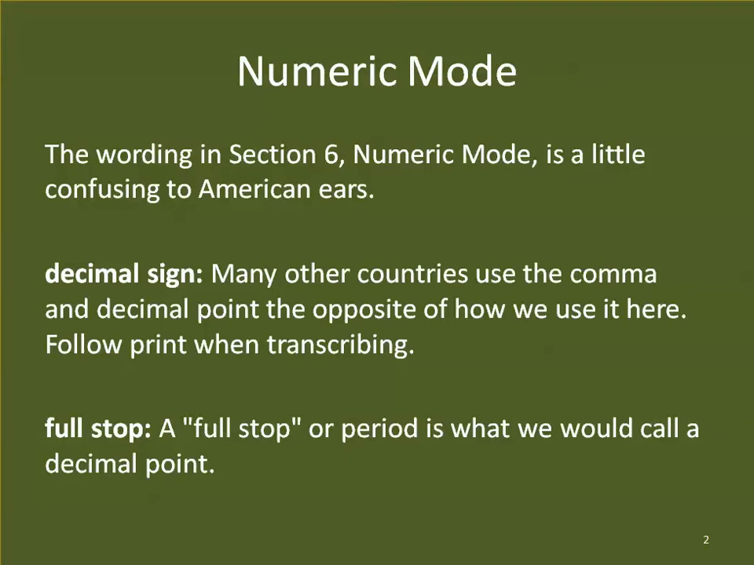A decimal sign is whatever is being used for a decimal. And again, here in the United States, and I believe Canada, we use a point, a period, for the decimal sign, whereas in other countries, European countries and elsewhere, they use a comma. So when the UEB codebook is talking about decimal signs, they're talking about whichever way you do it in your country, not necessarily a point. And also a full stop is what we would call a period. So when they're talking about a full stop in numbers, they're talking about that decimal point that we use here in North America.